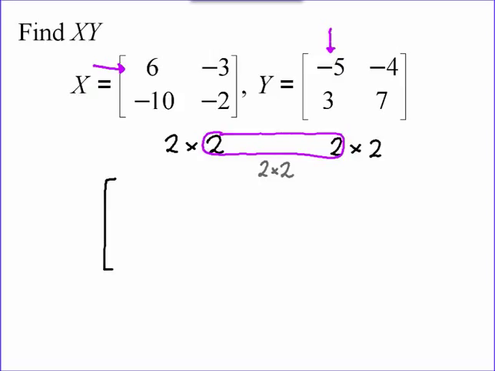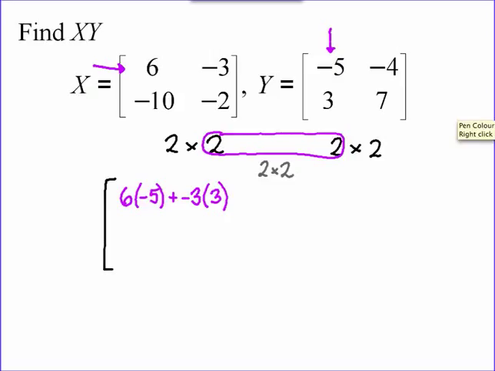Row 1 times column 1. So now what we're going to do is take the 6 times negative 5. I'm going to add that to negative 3 times 3. Now if you're wondering how I did that, I took the first times the first plus the second times the second.